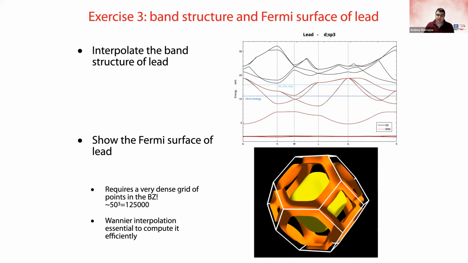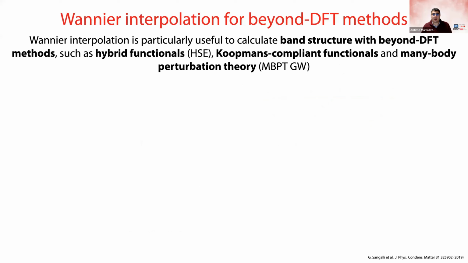It's an extremely efficient method to compute this Fermi surface, because once you have your Wannier Hamiltonian in real space, you can afford to calculate this on a really, really dense k-point grid and construct a very, very fine Fermi surface in the reciprocal space. And we will see this in exercise number 3.